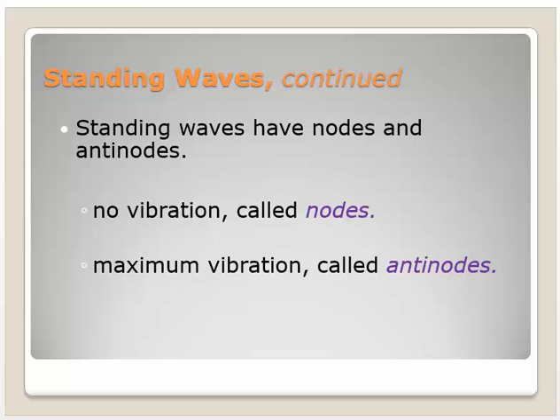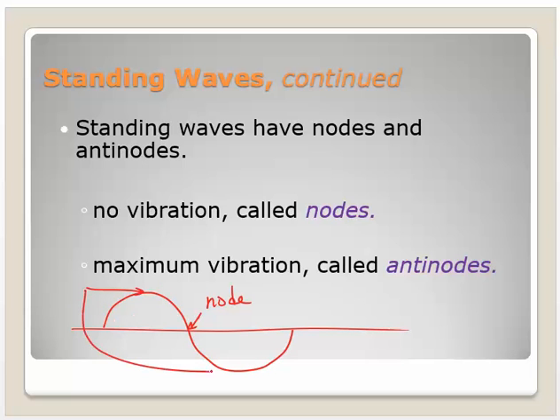Standing waves continued. With a standing wave, let's draw an example of one. And there's my resting position, and here's the wave. Okay, in this we have what's called a node. A node is where there's no vibration. This right here is a node. There's no vibration there. At that point, part of the wave never moves up or down. But we have antinodes. This is where we have maximum vibration, and that would be at crests and at troughs. Those are what we call antinodes.